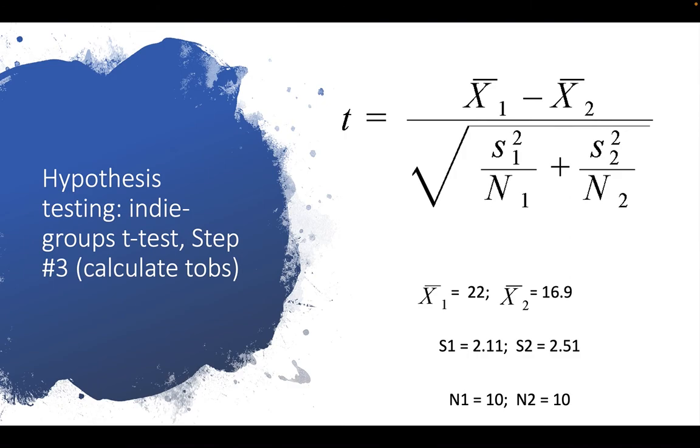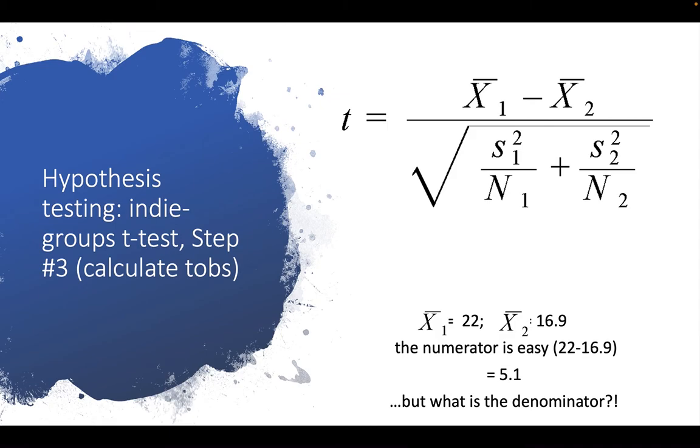Next, we will calculate our t observed. As always, you'll be given this formula, but you will have to know how to use it. And I've also included the information that you'll need to complete the formula. So remember that x bar is the mean for each group. So x bar 1 is the mean for group 1, and x bar 2 is the mean for group 2. Then we have S1, which is our standard deviation for group 1. S2 is our standard deviation for group 2. And then we have our N. N1 is how many subjects were in group 1, and N2 is how many subjects were in group 2.